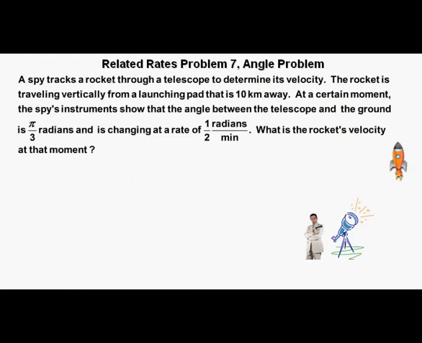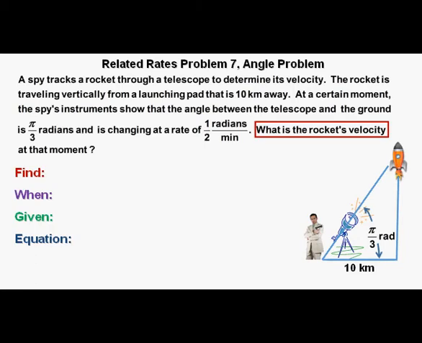Here we have a drawing of a spy and the telescope he's using to follow the rocket. And here we have the distance from the telescope to the launching pad of 10 kilometers and the angle between the telescope and the ground of pi/3 radians. That's 60 degrees from horizontal.